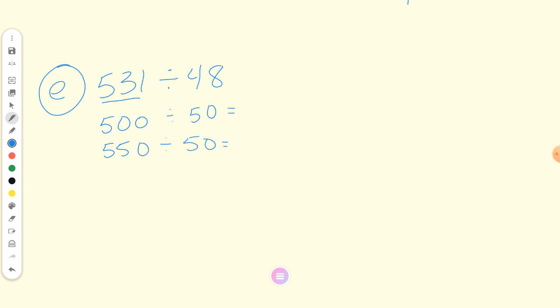Now, both of these are okay. Audrey, which one's closer? 550 is closer, so let's go ahead and work that one first. What's 55 divided by 5, Audrey? 11. I have 0 on both sides, so they cancel each other out. So 11 is the best estimate.